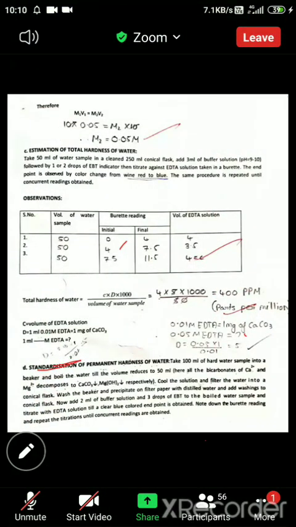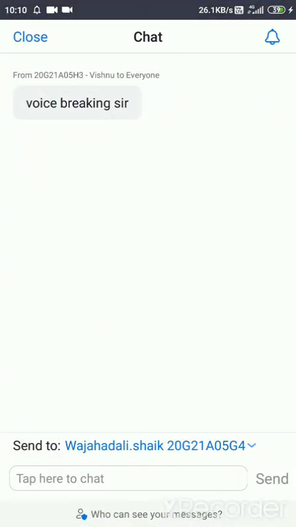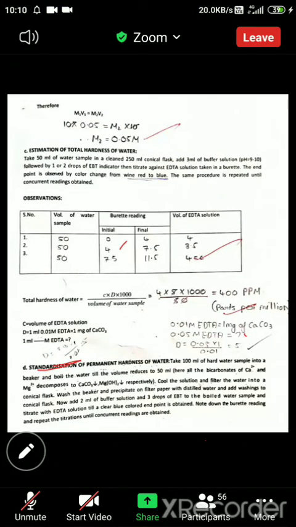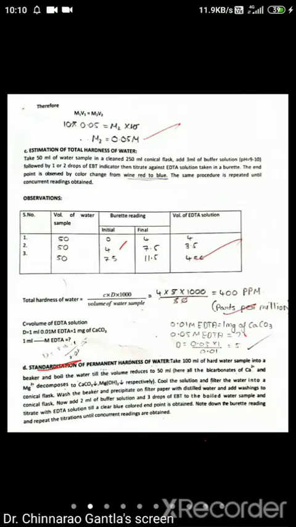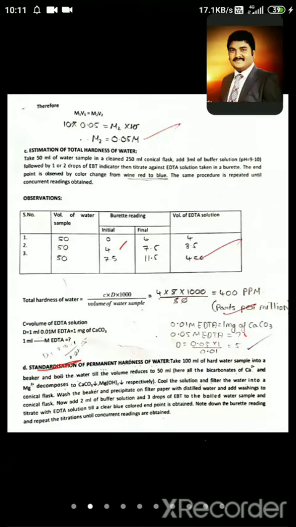Permanent, total. How to calculate temporary? Temporary hardness is equal to total hardness minus permanent hardness. We should calculate three parameters: permanent hardness, temporary hardness, and total hardness. Same procedure is there. And 100 ml water, it reduced to 50 ml. When we take 50 ml.